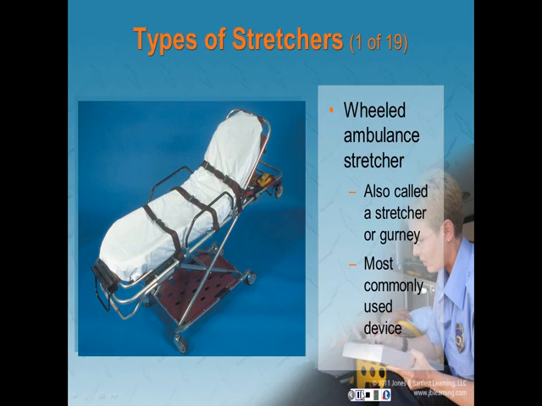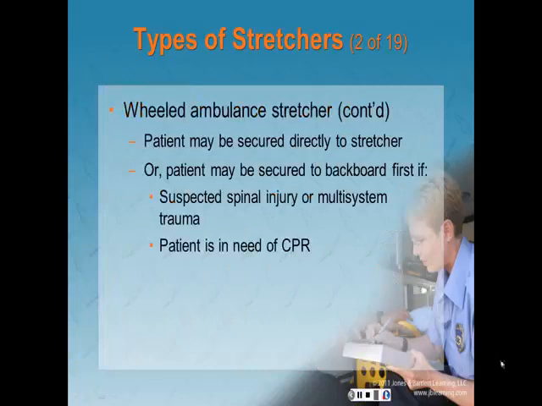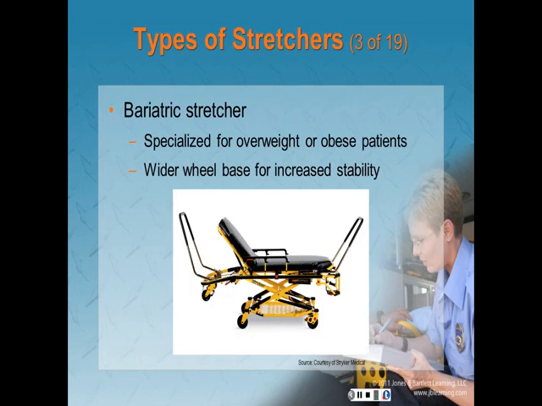Different types of stretchers. The first is the wheeled ambulance stretcher, also called a stretcher or gurney, or cot. The most commonly used device to move and transport patients is this type of device. Most patients are secured directly to this type of stretcher, although some will need to be secured to a backboard first. Any patient who has a suspected spinal injury or multi-system trauma, or a patient who may need CPR, or a patient who needs to be carried up and down stairs while they are supine.